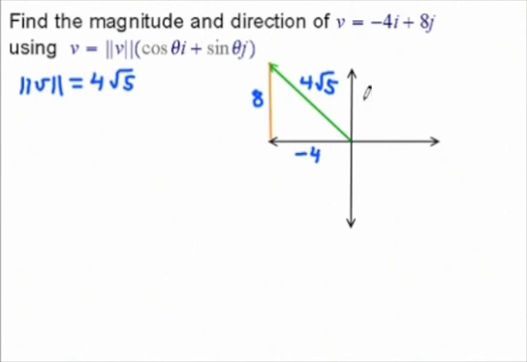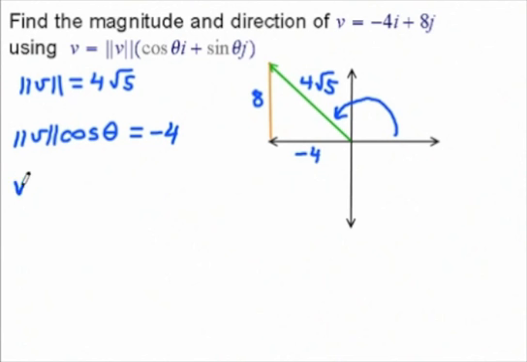And again, there are 2 ways of coming up with this angle theta. One of them is to use the tangent inverse, just using the 8 and the negative 4. Another way of thinking about it is the magnitude of v times cosine of theta has to equal this negative 4, because they're both in front of this i term. So they have to be equivalent.